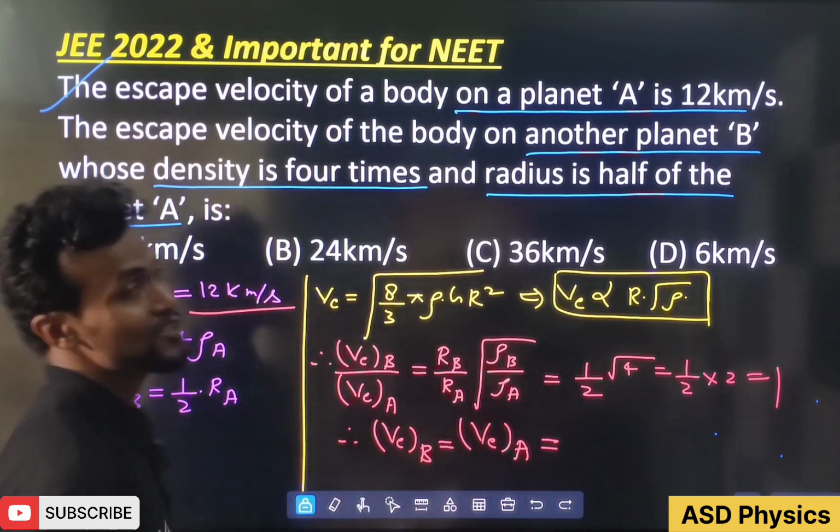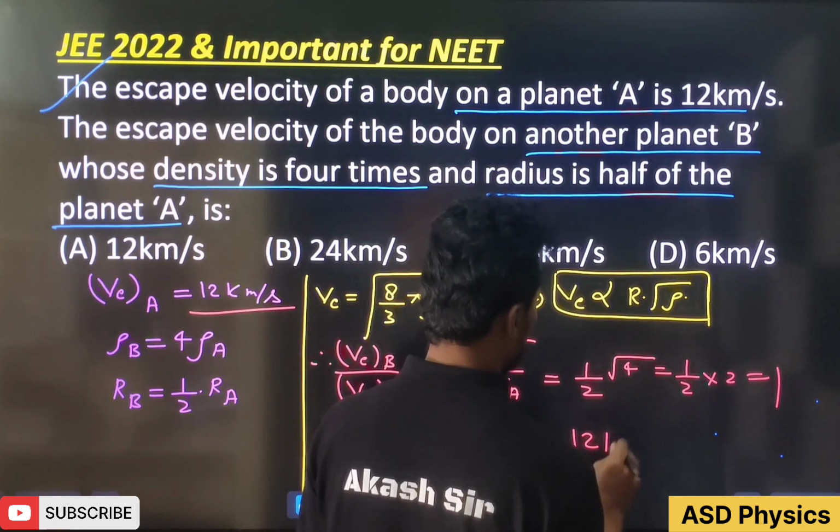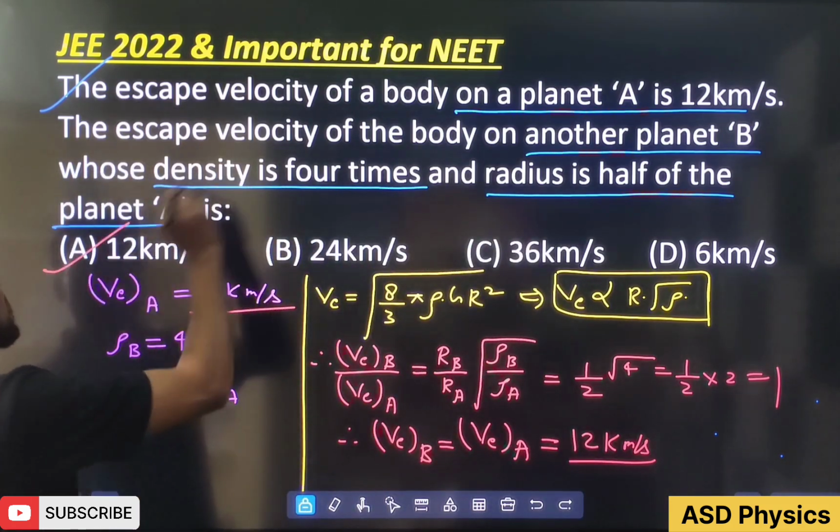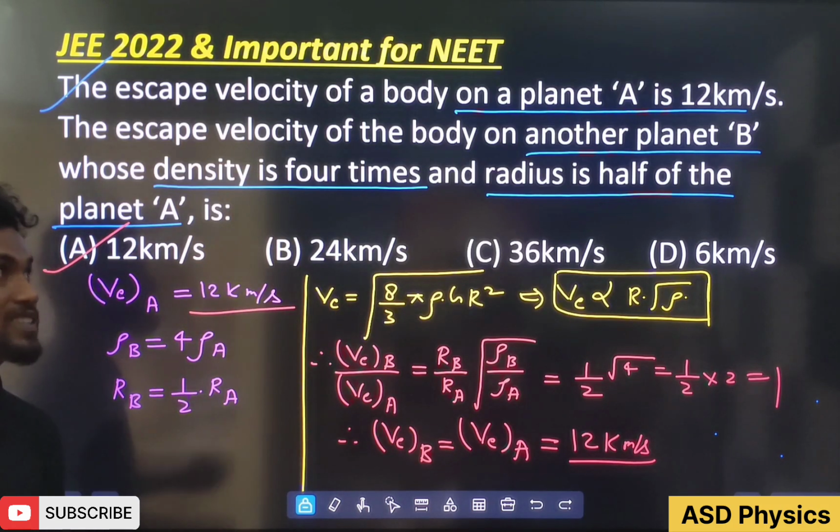And the value, how much is given here? 12 km per second. That means here 12 km per second will come. That means the value will be unchanged. The correct answer is option A.